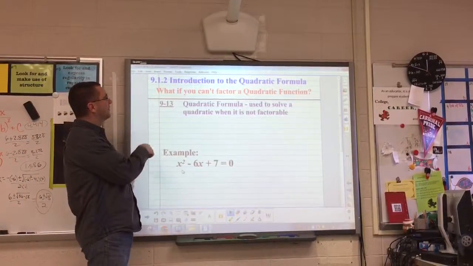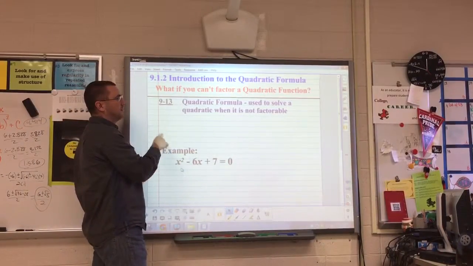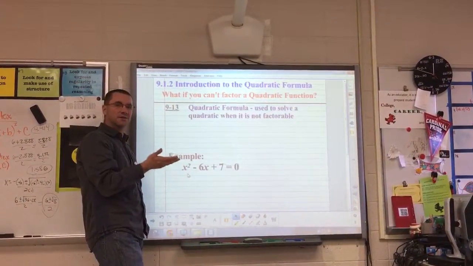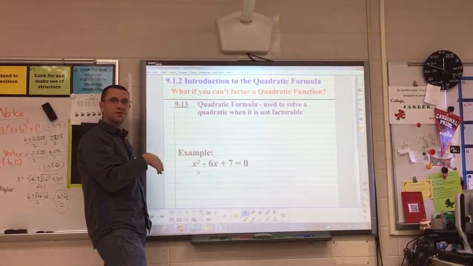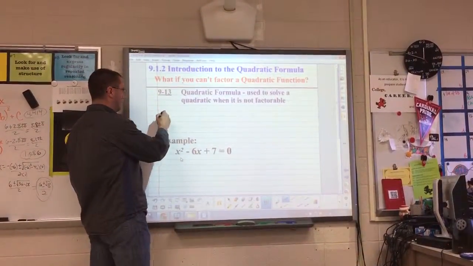Welcome to 9.21.2. We're going to introduce you to the quadratic formula. The quadratic formula is used to solve a quadratic when it is not factorable and when you don't want to use completing the square. It's the general form of completing the square. The quadratic formula looks like this.